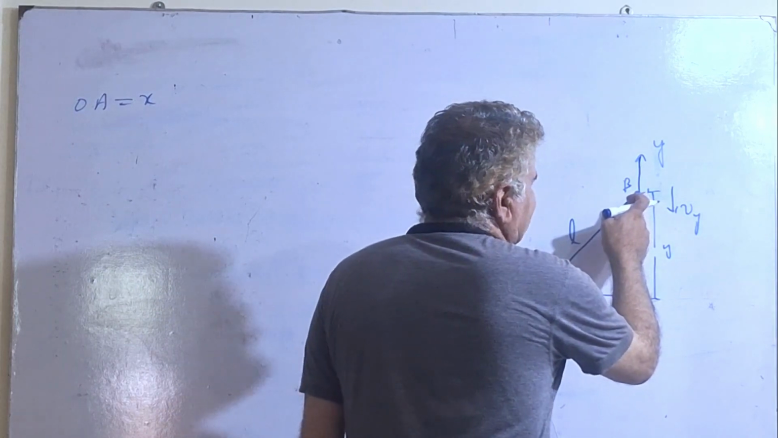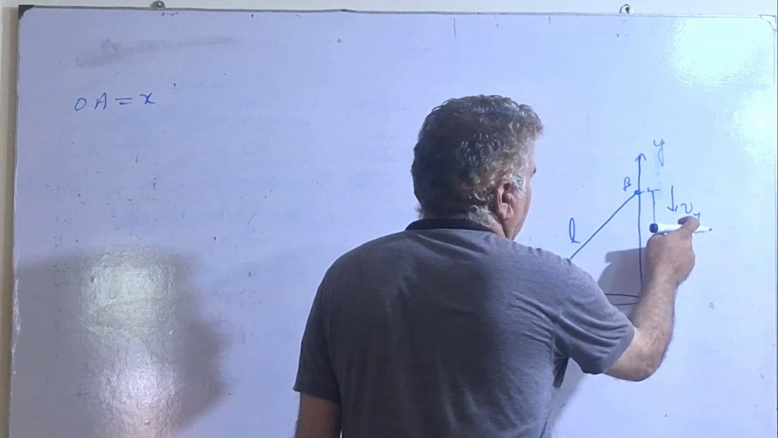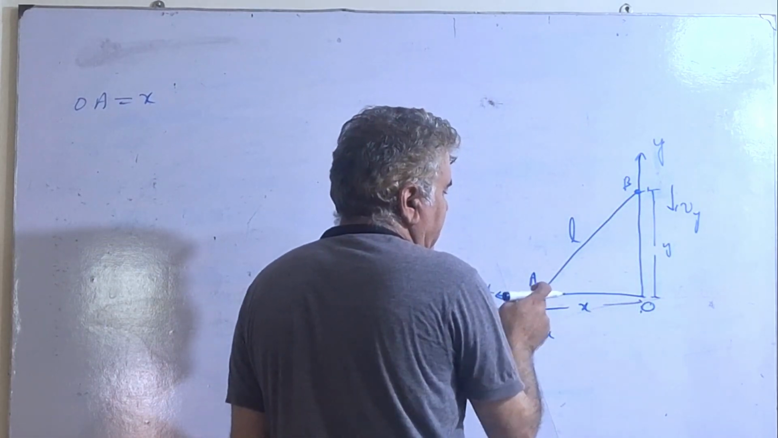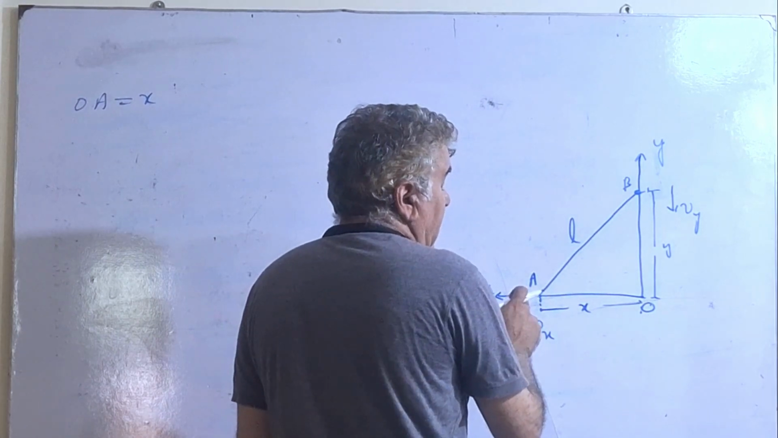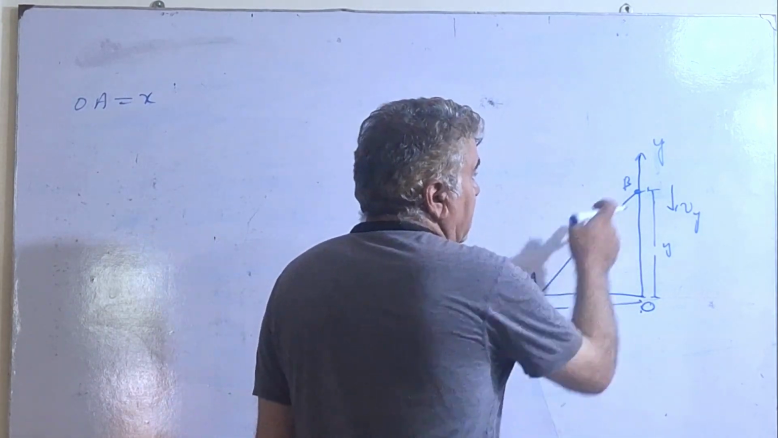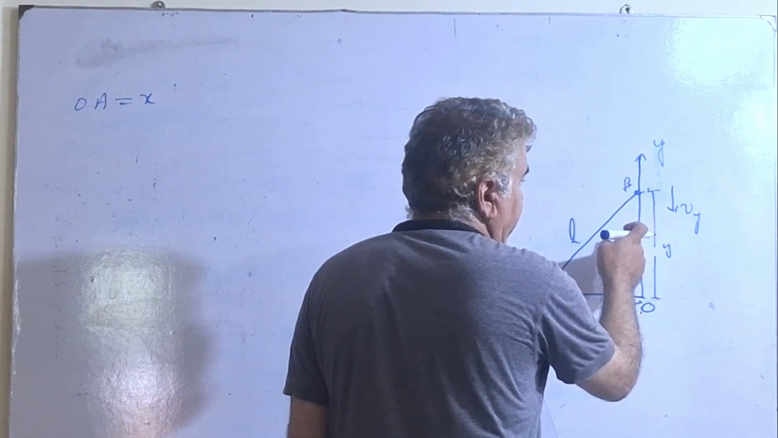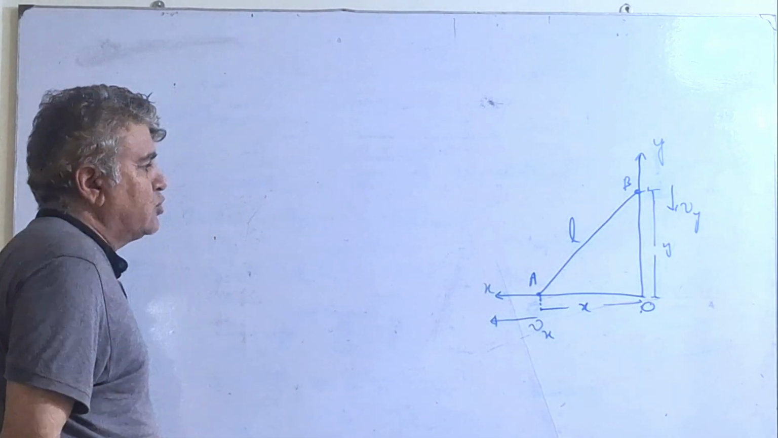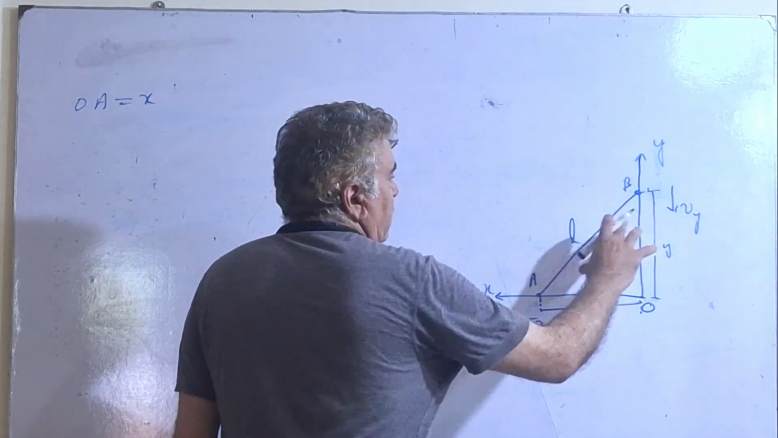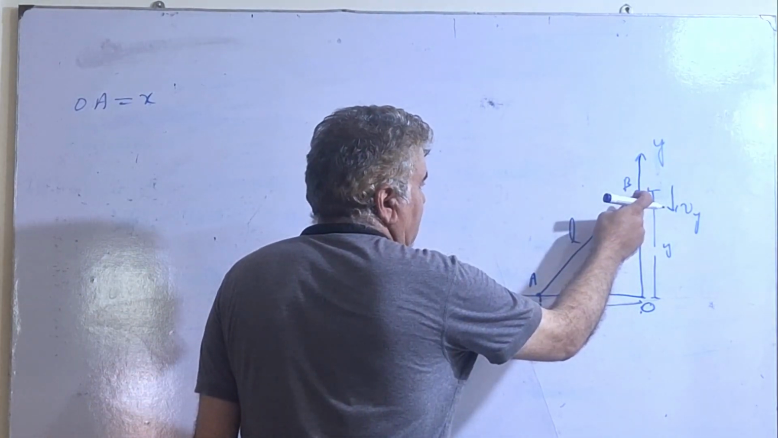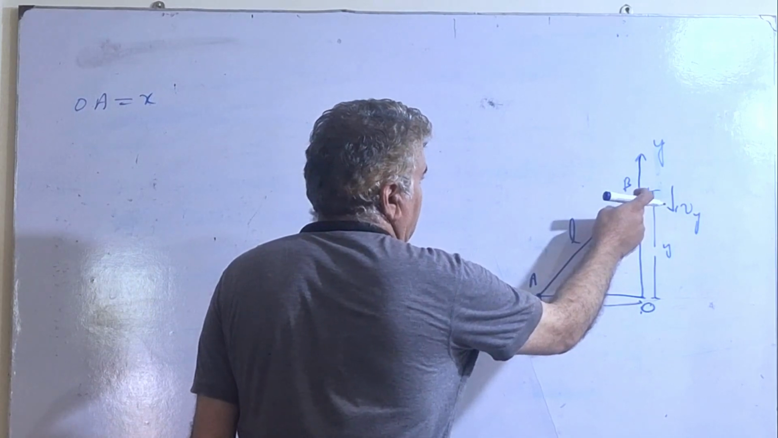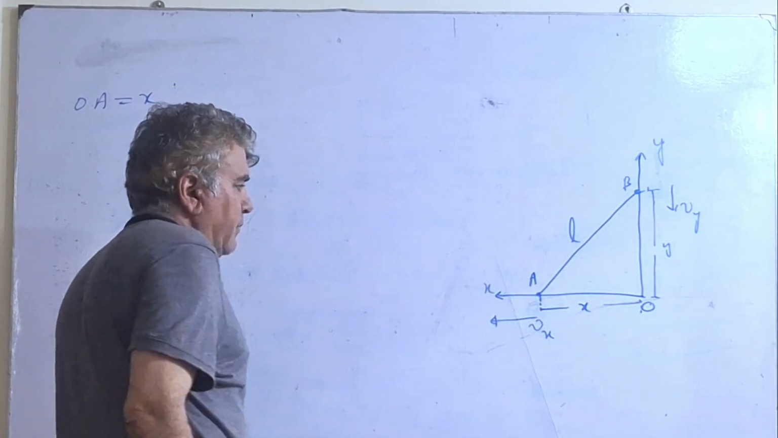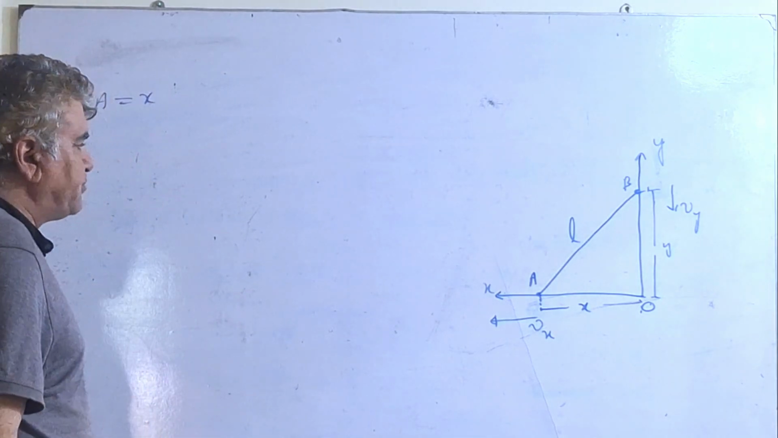If the velocity of this end is uniform, that is Vy is constant, then there must be friction between the end A and the floor. If there were no friction, this would have been a free fall, and in free fall, Vy would not be constant. So we conclude that if the velocity of B is constant, then there must be friction between the floor and A of the rod.